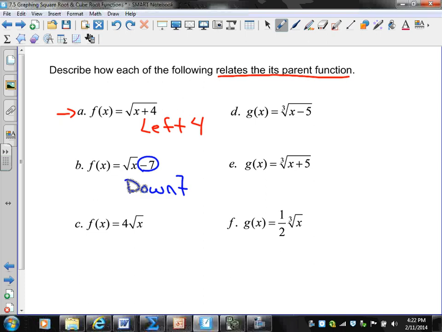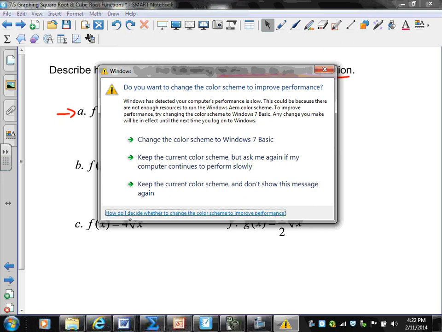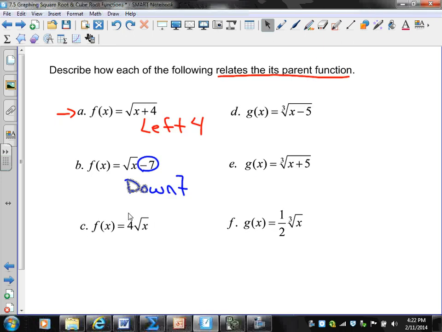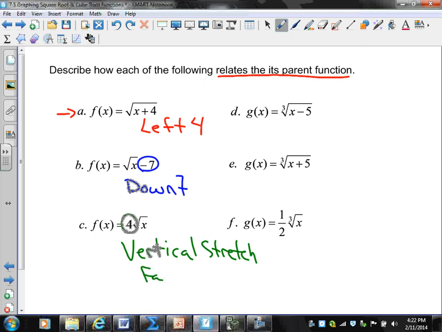Okay, 2 more here. Well, what about this multiplying by 4 outside? What does that do? Well, again, it's outside, it's as you see it. It's multiplying, so it's going to be a stretch or a shrink. In this case, a stretch again, factor 4. Okay, what about these next 3? Well, again, different parent function, but that's not really the important part, right? It's really the fact that we're subtracting 5 inside. This is going to go right 5.